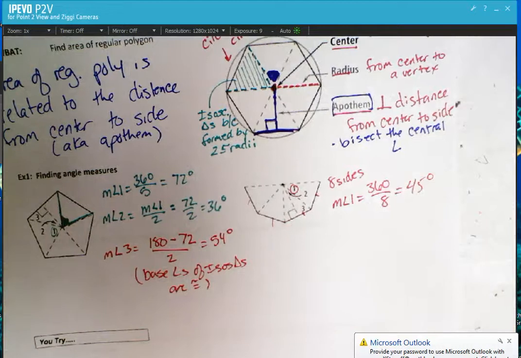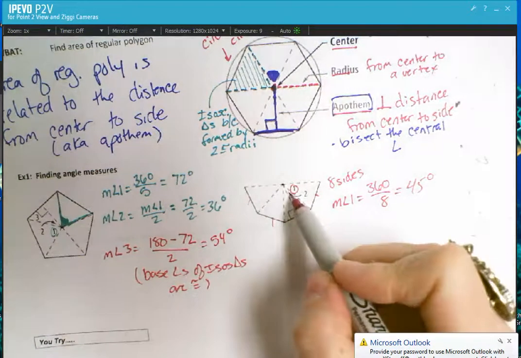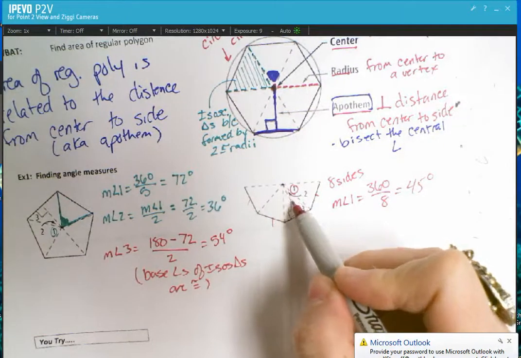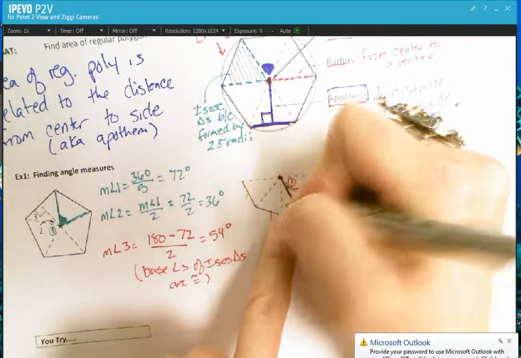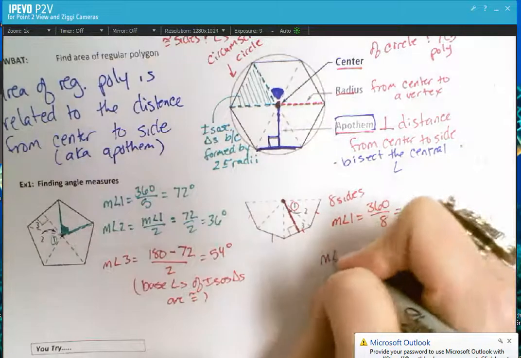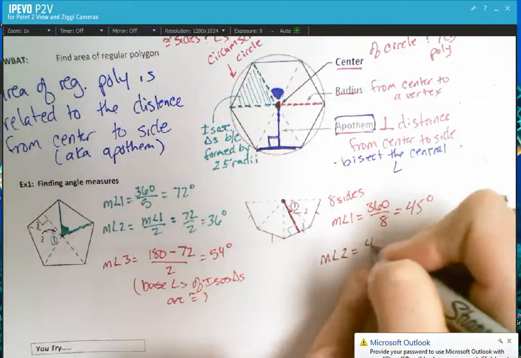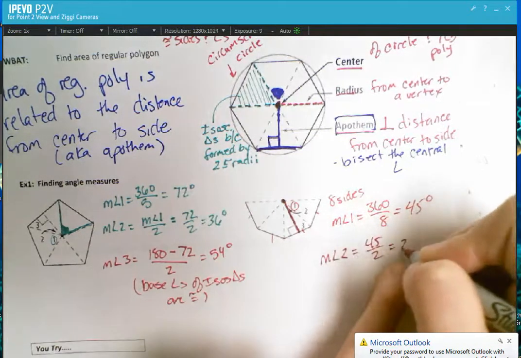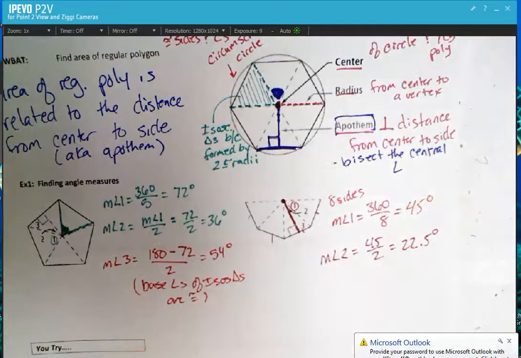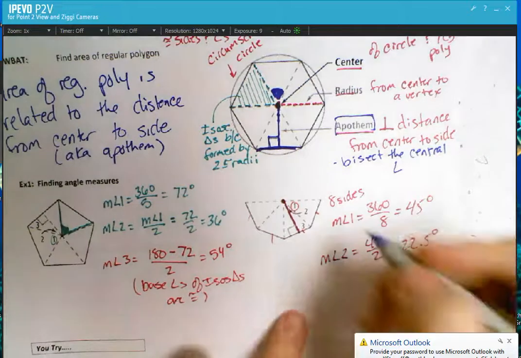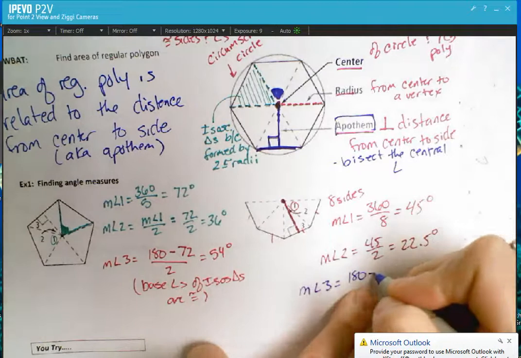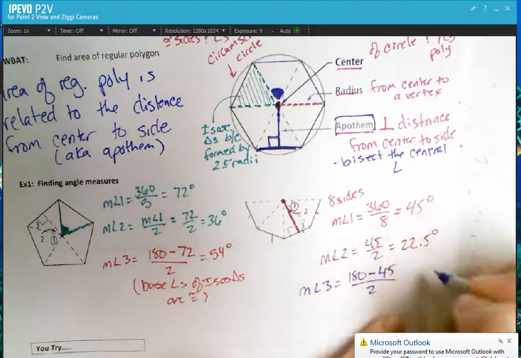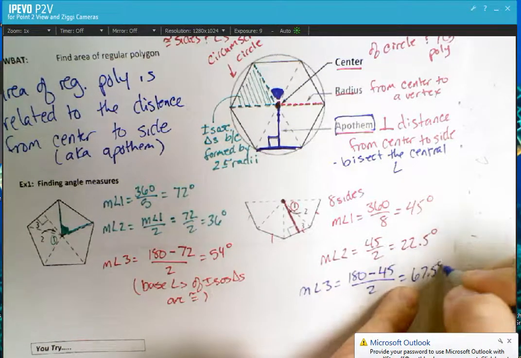Then we want to take a look at the measure of angle 2. Well, the measure of angle 2 is created from the center perpendicular to the side, created by the apothem, so we know the measure of angle 2 is going to be half of the central angle, which is 22.5 degrees. And then we're just left to find the measure of angle 3. We know angle 3 is a base angle, so the measure of angle 3 is equal to the entire sum of the triangle minus the central angle, divided by 2. And we end up with 67.5 degrees.